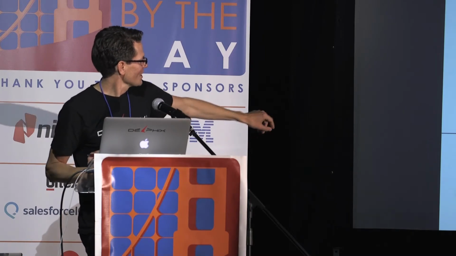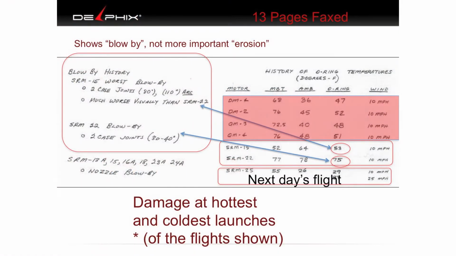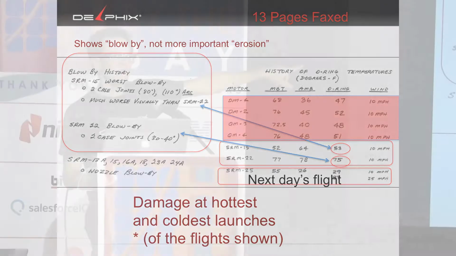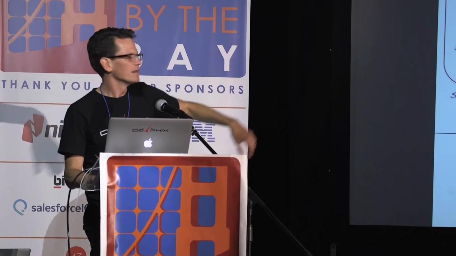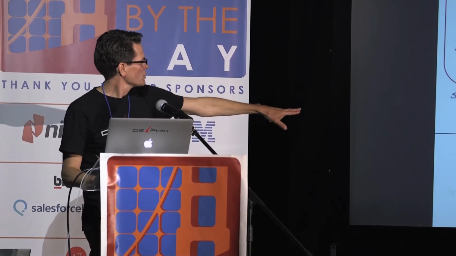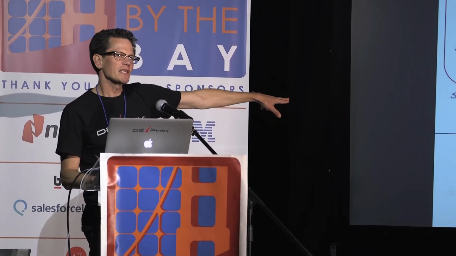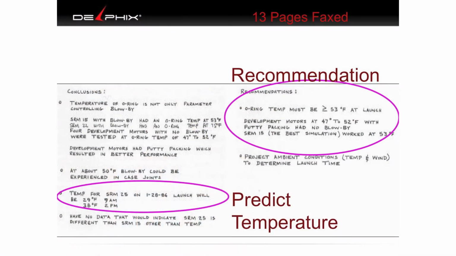And what's really interesting about this is, did I show this on the next slide? Yeah. So that bottom right, that's the next day's flight. So that hasn't happened yet. Just above it, I circled a 58 and 75. So at 58 degrees, it looks like there's damage at the coldest flight they sent, and at 75 degrees, the hottest flight. And this causes another major problem. So this looks like there's damage at the hottest flight and damage at the coldest flight.